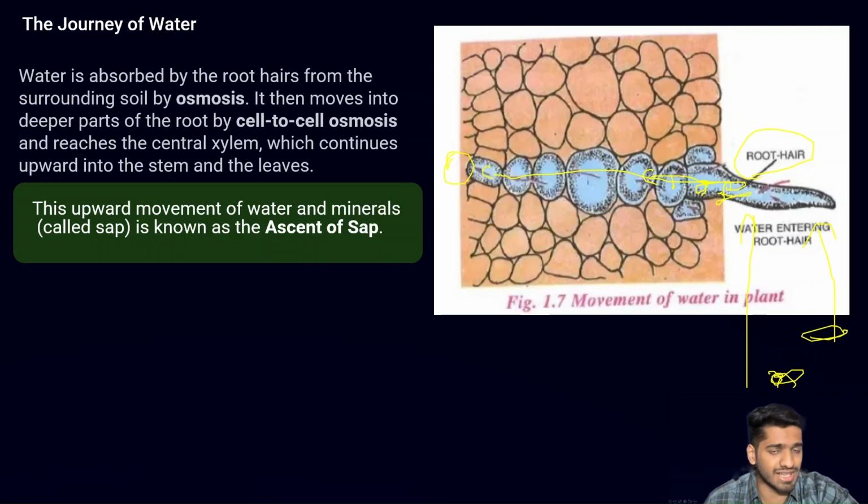Once it reaches the xylem, then the xylem is going to carry the water towards the shoot region. Now this is known as ascent of sap. Now what is sap? Sap is nothing but all these nutrients and waters and minerals, all of this together, I can call it sap. Once it reaches the xylem, all of these substances are going to be pulled upwards. So this is known as ascent of sap. So this was due to osmosis pressure, or it is known as osmotic pressure.